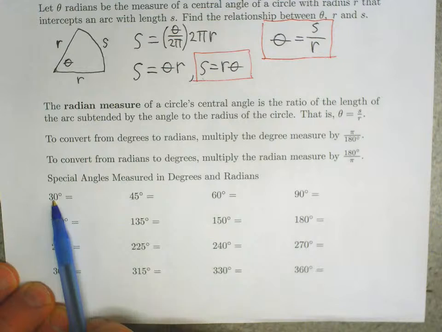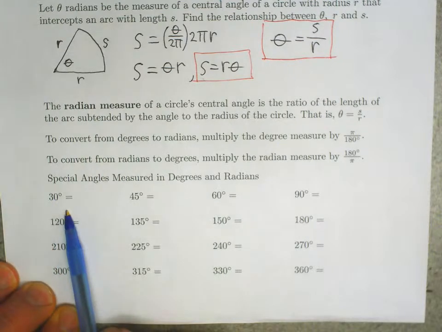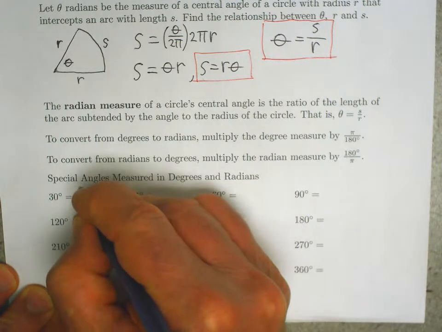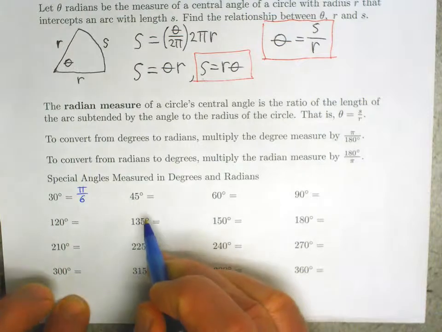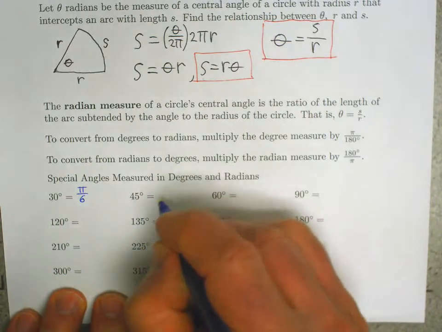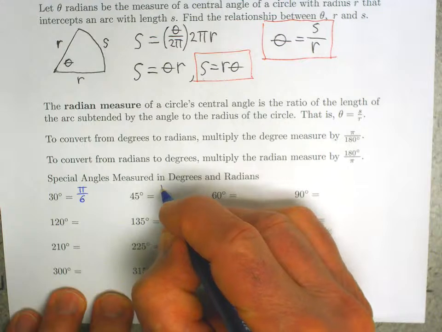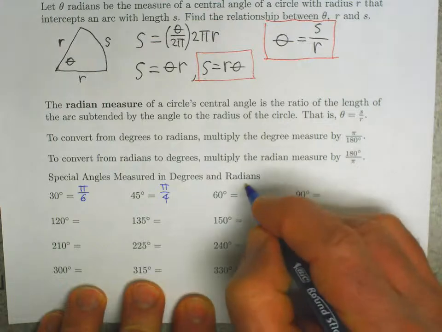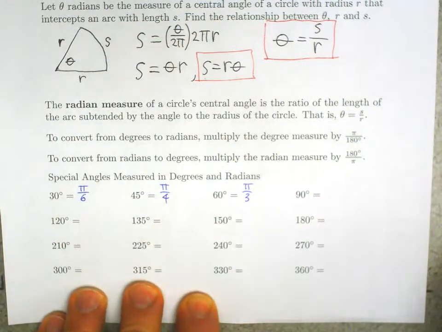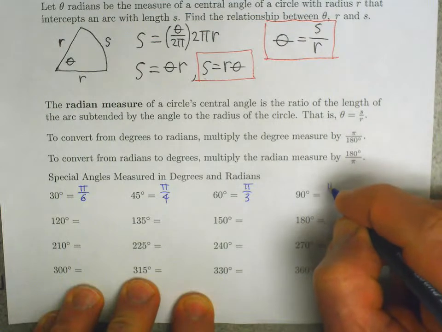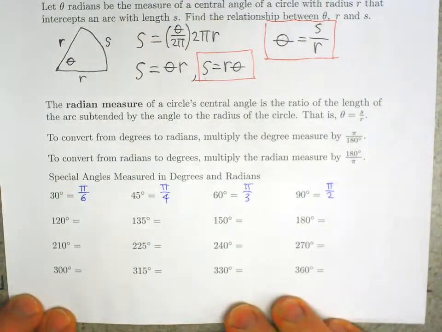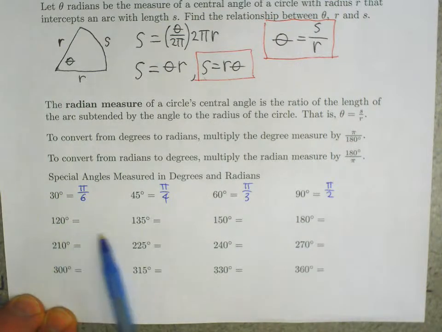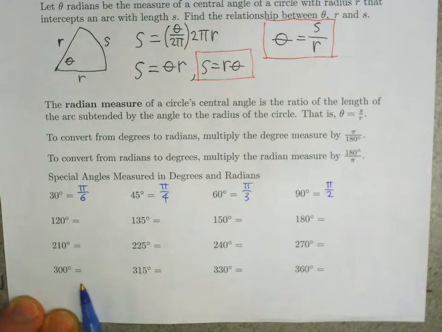So we just multiply each of those by pi divided by 180. So 30 degrees, if you multiply that by pi over 180, you get pi over 6. 45 degrees multiplied by pi over 180 simplifies to pi over 4. 60 degrees is equivalent to pi over 3 radians. 90 degrees is pi over 2. If you're not familiar with these, make sure that you become familiar with them and know how to convert these special angles from degrees to radians.